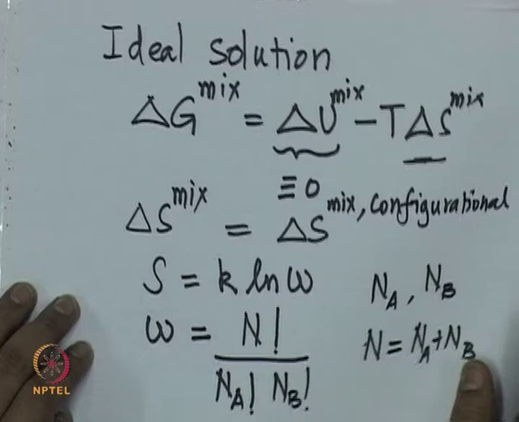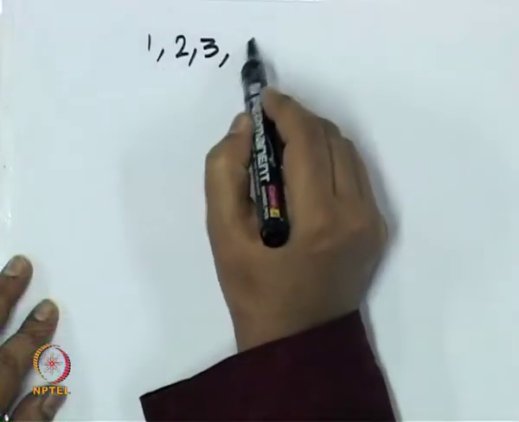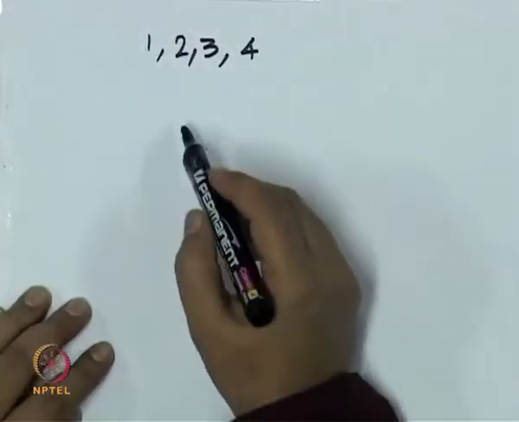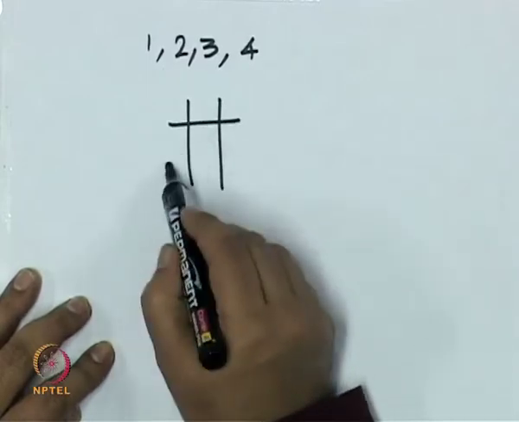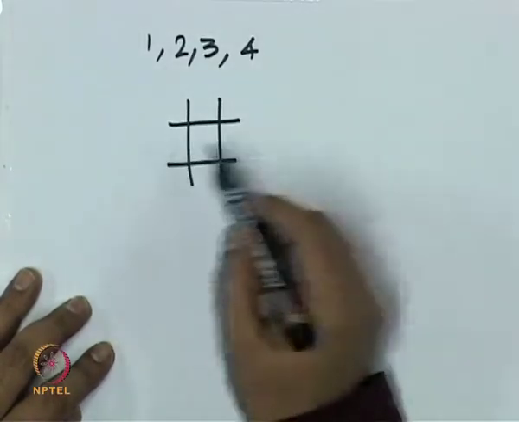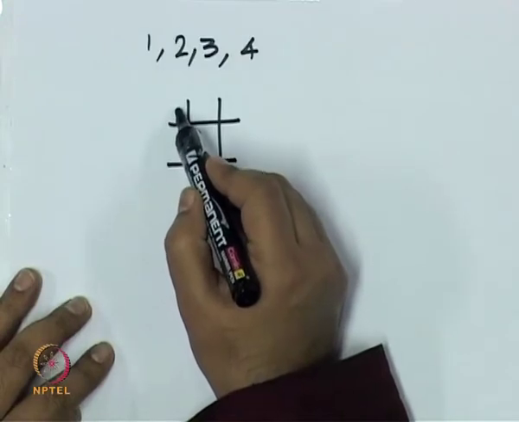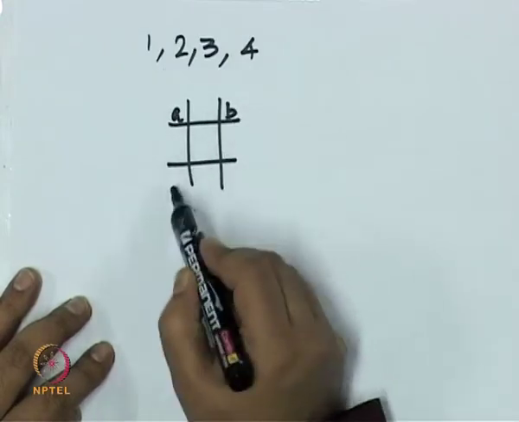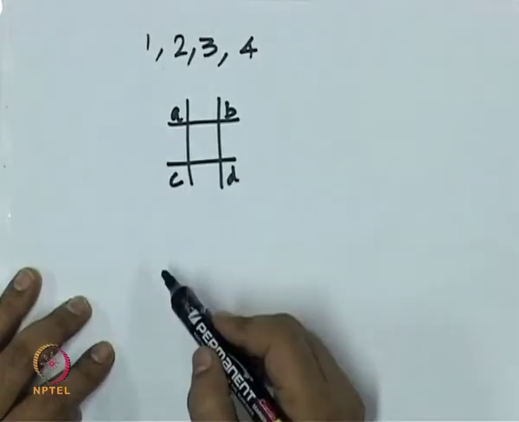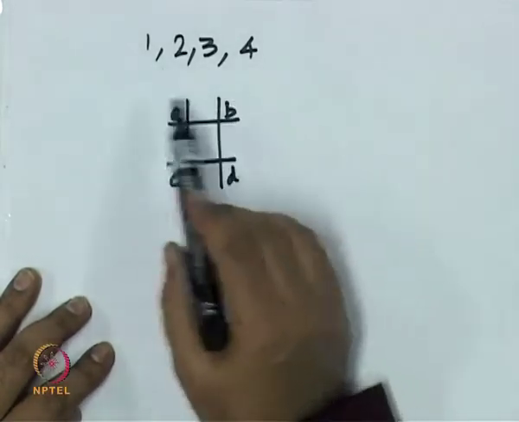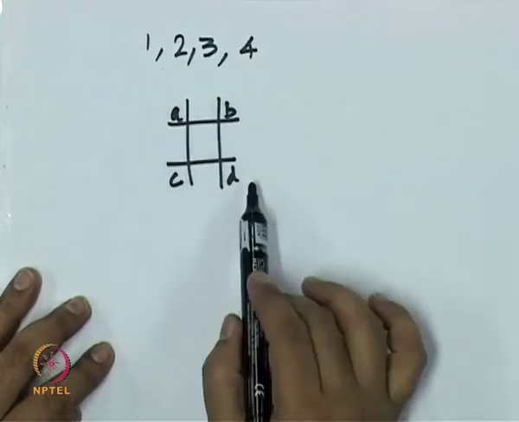algebra. Okay. So, let me say that I have 4 distinct atoms. Let us call them 1, 2, 3 and 4, and let me say that I have 4 sites. Let me also label these sites as say A, B, C and D. So, the total number of ways in which I can put this 1, 2, 3, 4 on A, B, C, D is as follows.